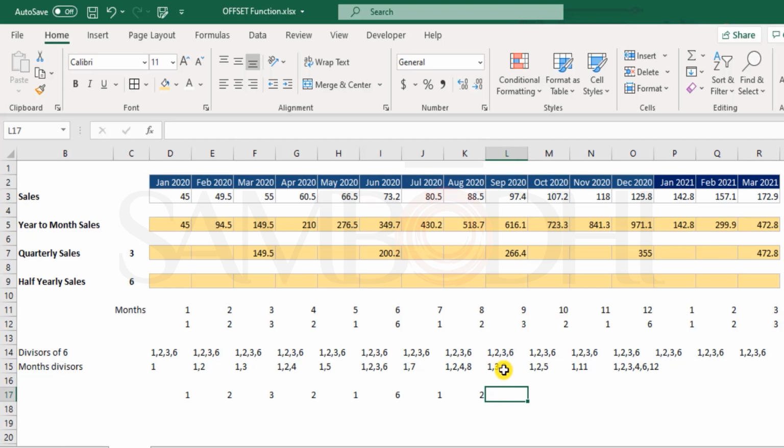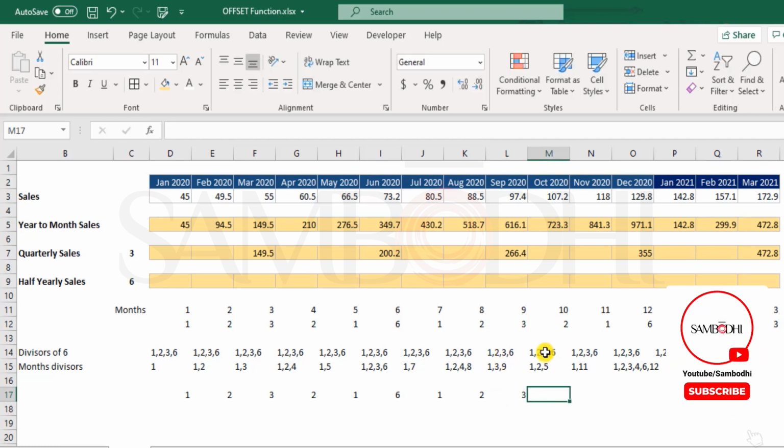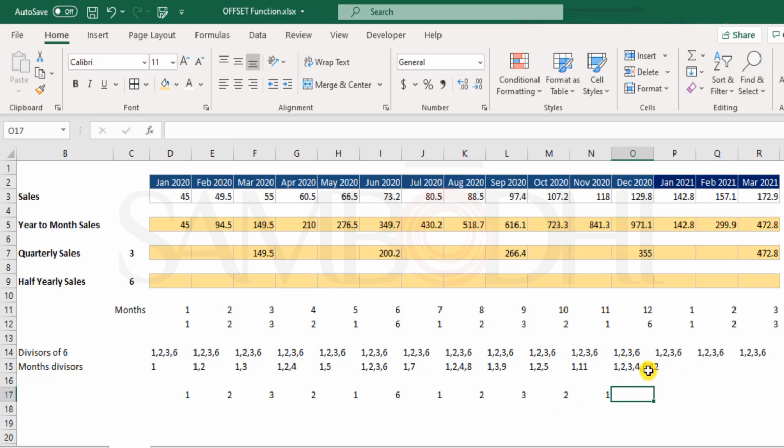1 and 3 are common, and the greatest of them is number 3. So 3. Here again, 1 and 2. Greatest is 2. 1 is common over here. And here 1, 2, 3, and 6. All 4 numbers are common here. So the greatest of the common ones is 6. So that is the greatest common divisor.